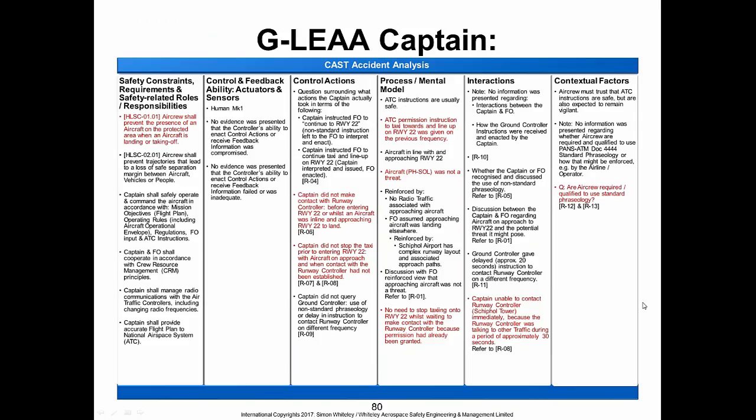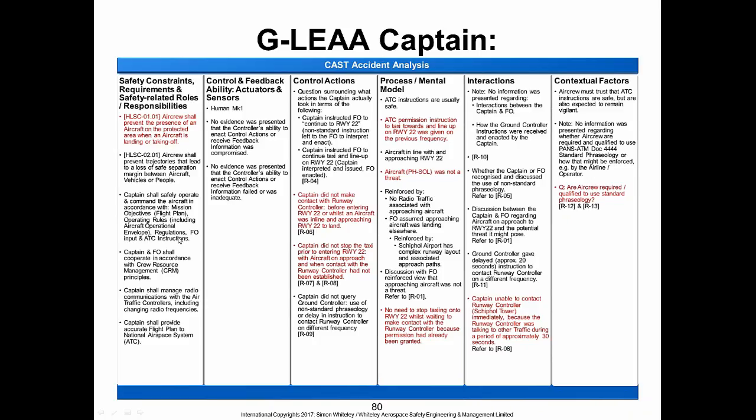So the aircraft captain, you'll see that column 1 and column 2 is very similar. Column 2 is exactly the same because we're all talking about humans. There was no evidence that they were not able to enact control actions or receive feedback. In terms of safety constraints, the same safety constraints apply. Aircrew shall prevent the presence of an aircraft on the protected area when an aircraft is landing or taking off. Clearly that was not enforced.